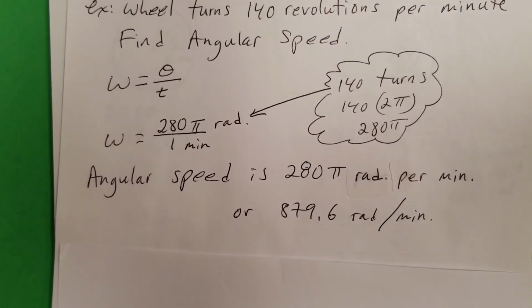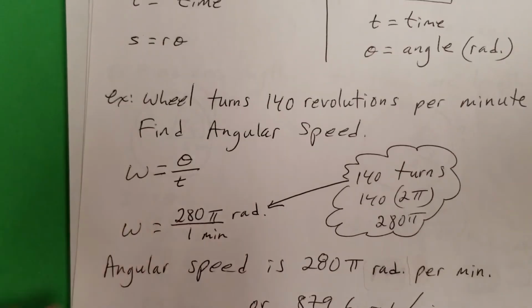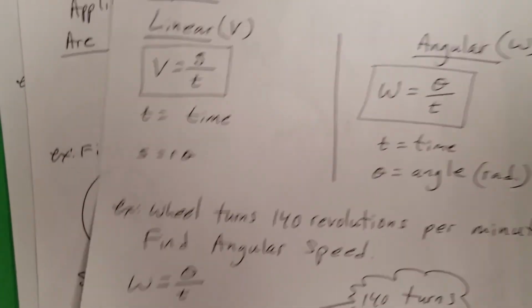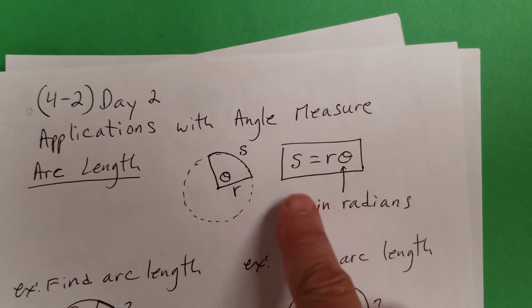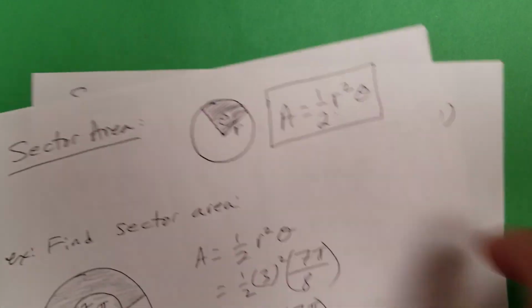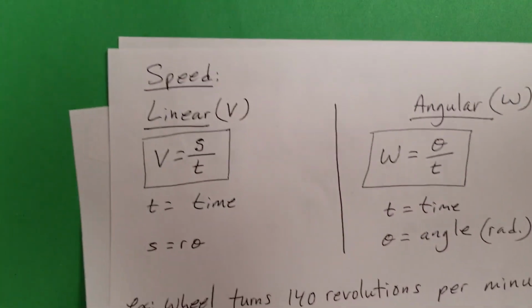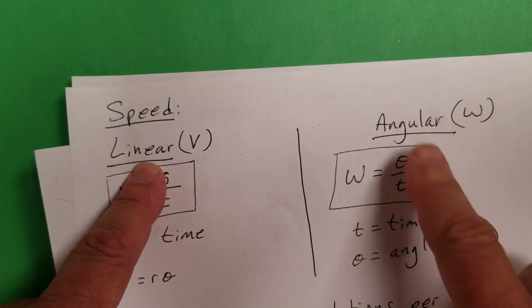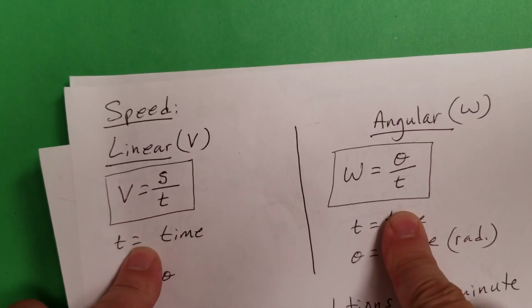That's it. I'll save the try problem for class. But all we did in part 2 was 4 formulas. The S formula for the arc length, the A formula for the area, and then for speed, there were 2 of them. Are you looking for linear speed or angular speed? They had their own formulas.